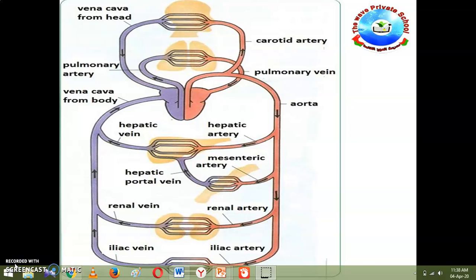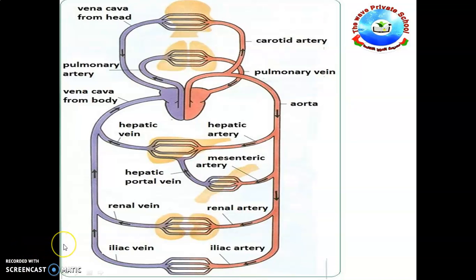Okay, I think you are all ready. Let me ask you some questions. Which blood vessel is carrying deoxygenated blood? Yes, deoxygenated blood is taken away by the vein. Very good. And then, which blood vessel is taking away oxygenated blood? Yes, the artery. Very good. The arteries are taking oxygenated blood.